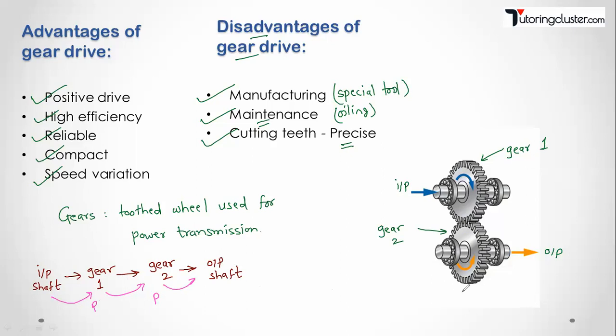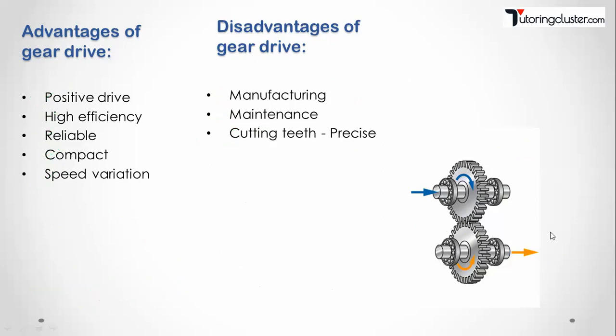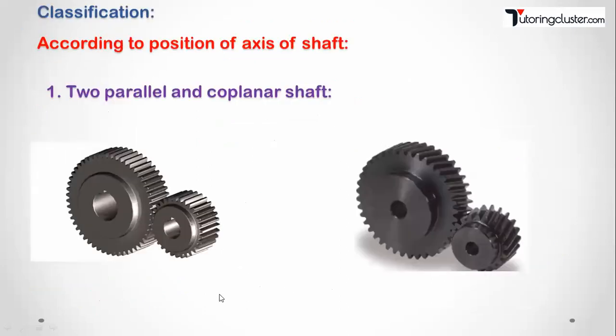Now there are different types of gears. Let us see the classification of gears. The first classification, as it can be classified in a number of ways, is according to the position of the axis of the shaft. We saw in the previous example also that the gear is mounted on the shaft, placed on the shaft.